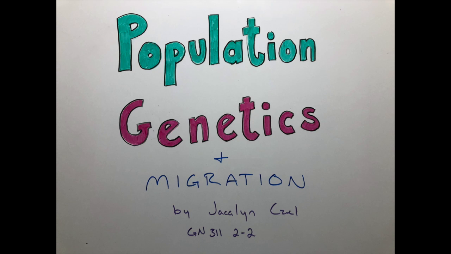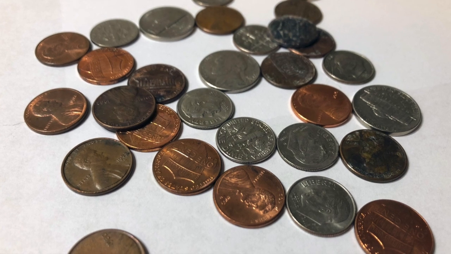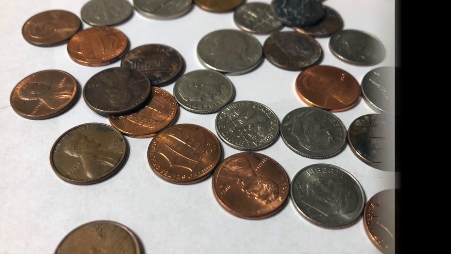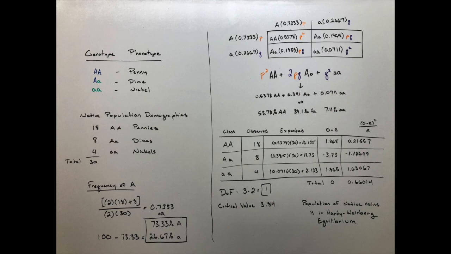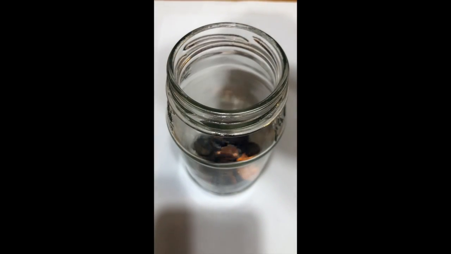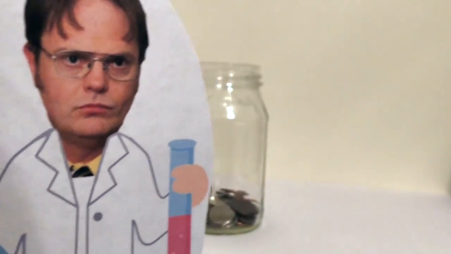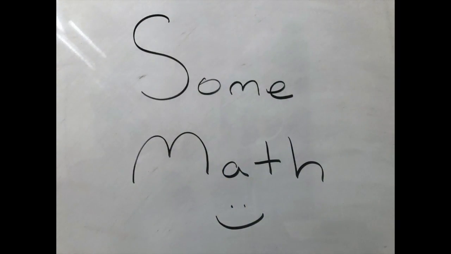Population genetics and migration. Here we have a population of native coins existing in Hardy-Weinberg equilibrium. They reproduce through mating, and their style gene determines if they become a penny, a dime, or a nickel. One day, a small group of coins was found in the dryer and added to the larger population of native coins. The local scientist studying the native coins was curious to find out how this migration of dryer coins would affect the native population, so he did some math.